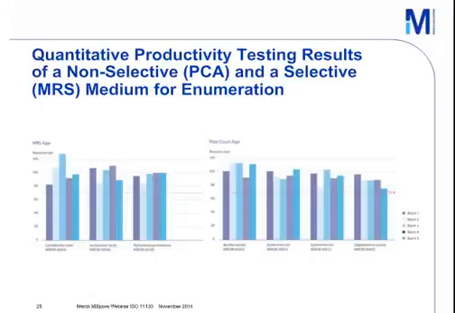Here at Merck, we also investigated 5 batches for a non-selective medium, plate count agar, and a selective medium for enumeration of lactobacilli, the MRS agar. On the left hand, you see the results for MRS agar, 5 batches tested on 3 microorganisms, Lactobacilli, Lactococcus and Pediococcus. All these 5 batches reached the 70% recovery rate compared to the non-selective medium TSA. And the same for plate count agar.